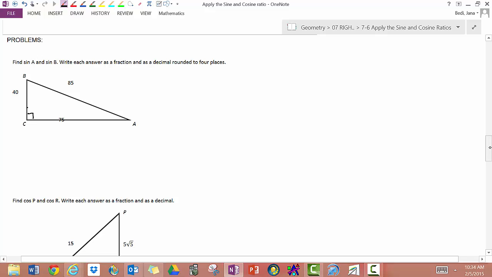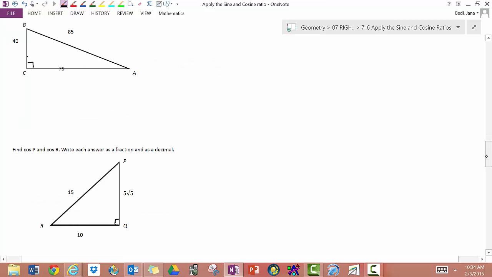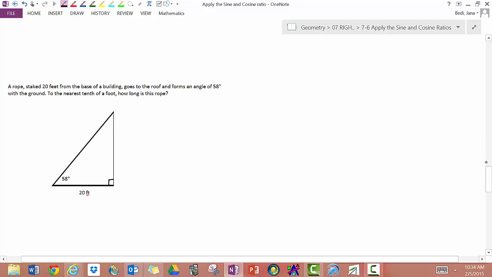These are pretty simple, and you can look at the example above. This one too is just calculated. Let's look at this one. It says a rope stretched 20 feet from the base of a building goes to the roof and forms an angle. Find the length to the nearest tenth of a foot. How long is the rope? The important thing here is finding out where is the rope, and this is the rope. So that would be the distance that you want to find. I would call it R, and you will be finding R.